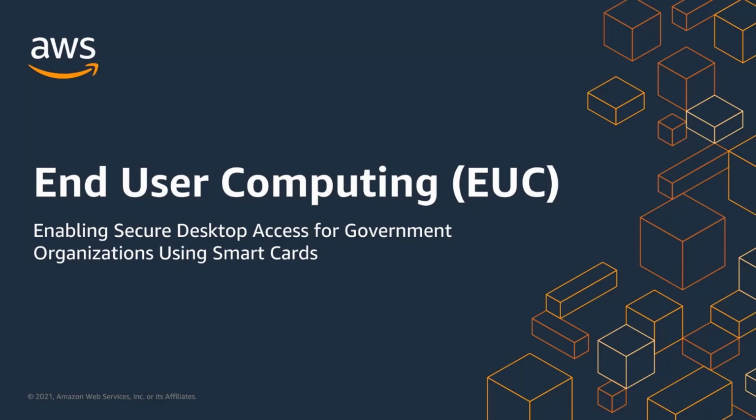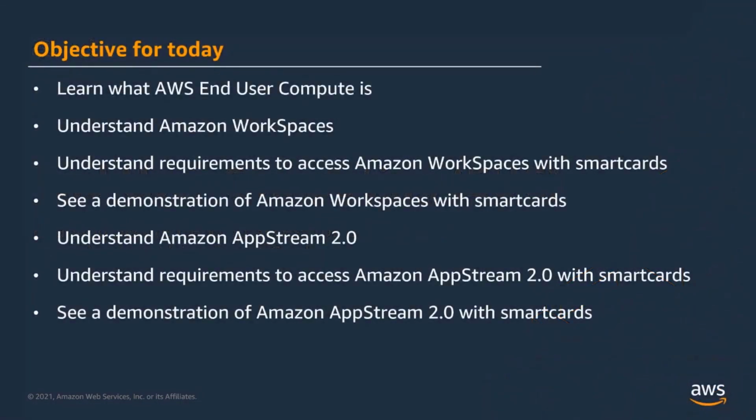Today we're covering end-user computing. We're going to be discussing enabling secure desktop access for government organizations using smart cards. Our objective for today is to learn about what Amazon end-user computing is. We'll understand what Workspaces is and do a demonstration of Workspaces with CAC card. We'll understand AppStream 2.0 and the requirements around AppStream 2.0 with Smart Card with a demonstration.